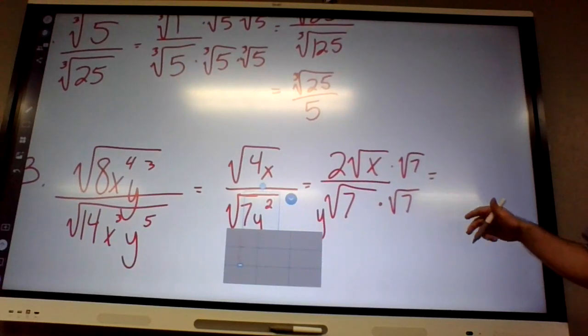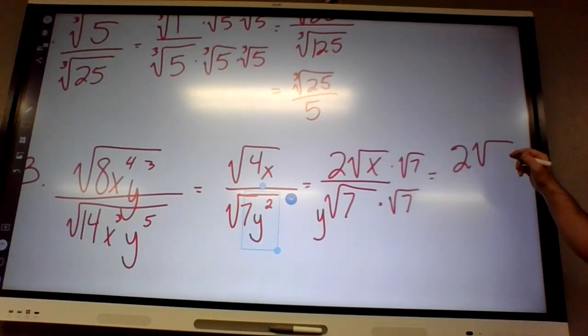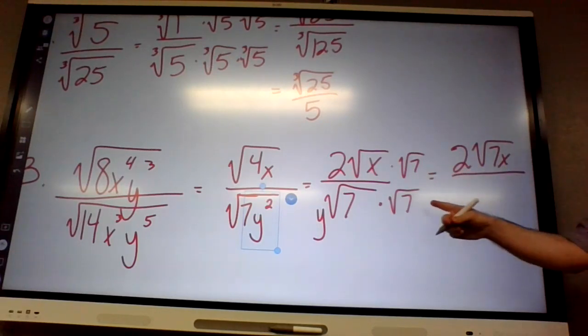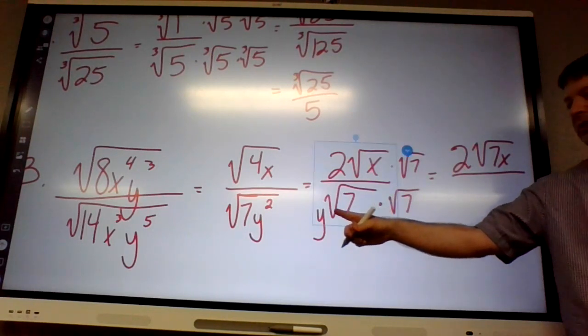So what do you guys think the top's gonna be? 2 square root of x, y over square root of 7 times square root of 7 is 7. So 7.